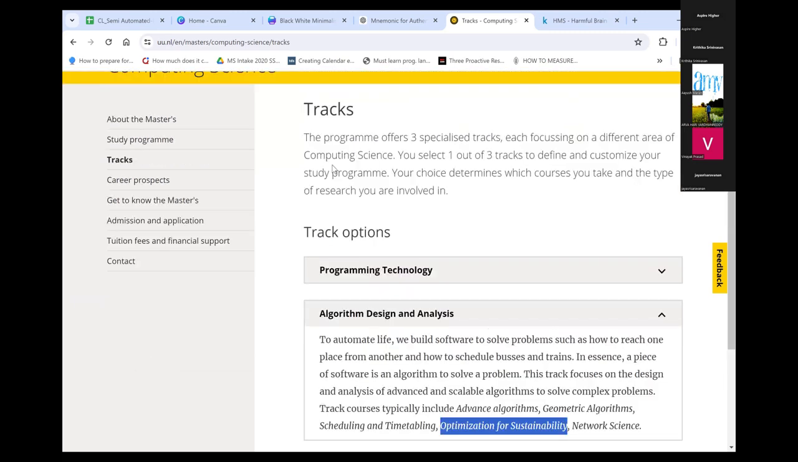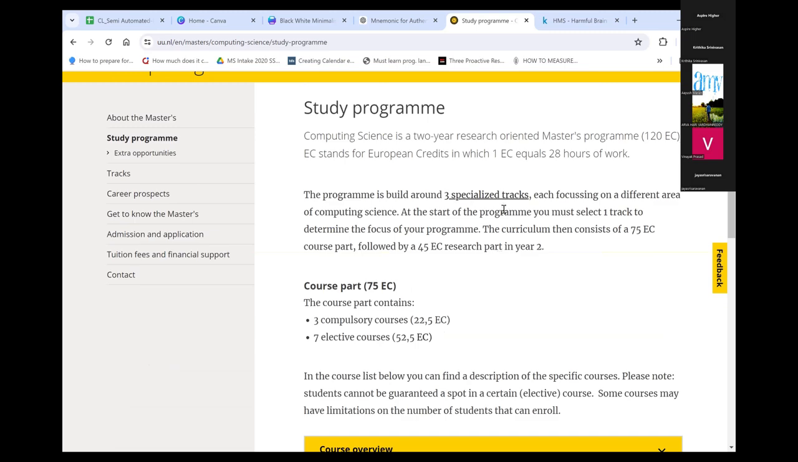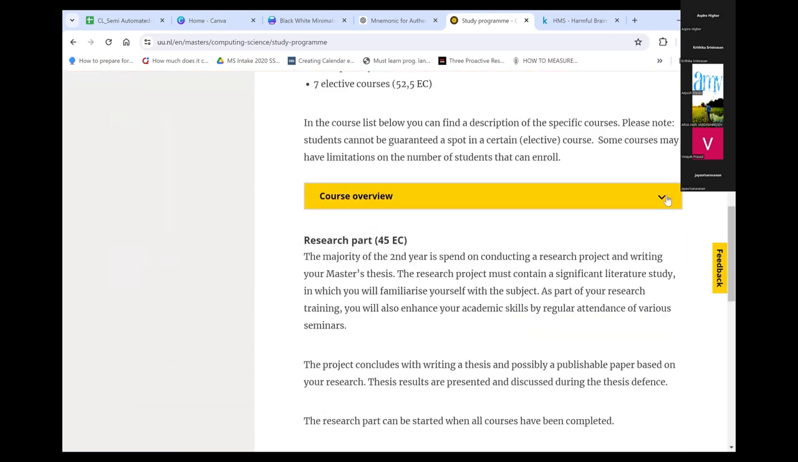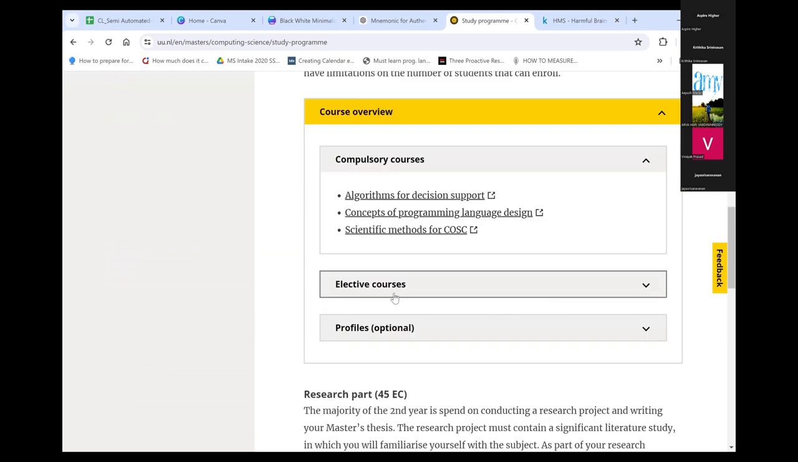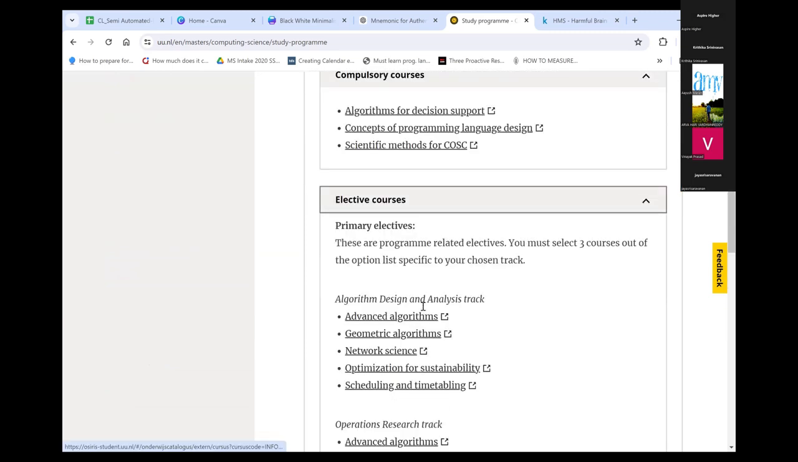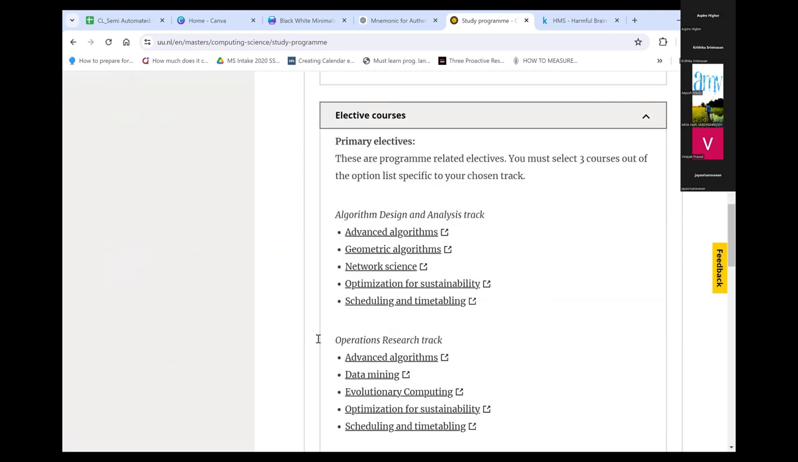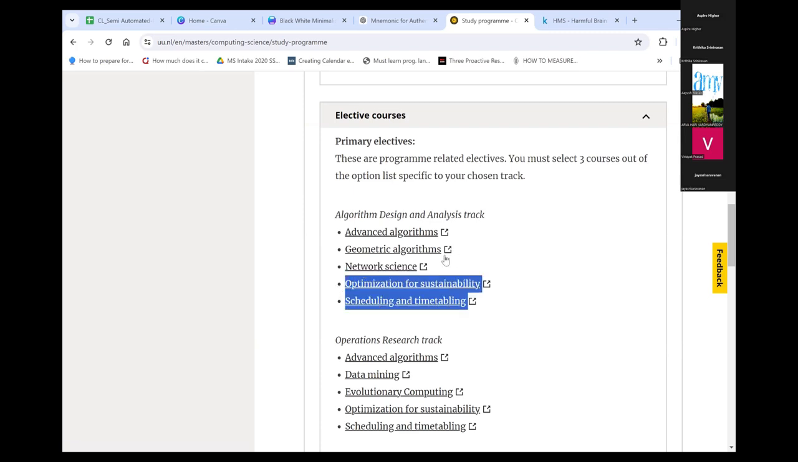You can look at the program, the facilities they have, the specializations, the compulsory courses, the electives. So that can again be a point. You can say why you're so interested in designing your own elective track, for example, especially in these areas. Okay.